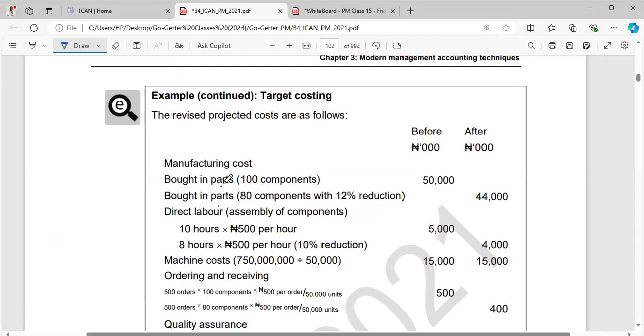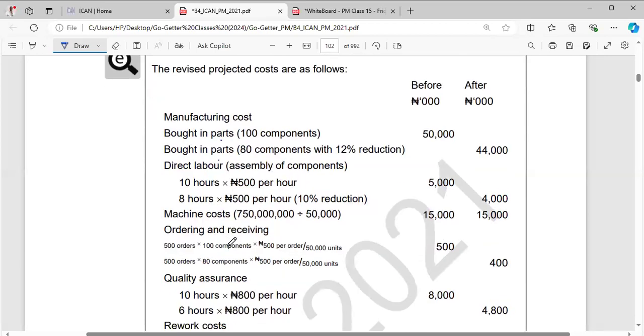In the case of this one, they didn't tell you how much per unit. So you just simply use this 50,000 multiplied by the reduction, which is 12%, as good as saying 88% of what was used before. But here you are told that it's reduced to 8 hours. Okay. Then we have machine cost. Nothing affects the machine cost.